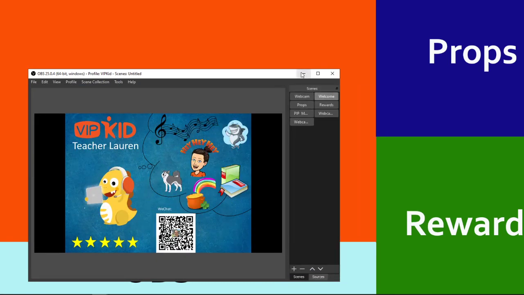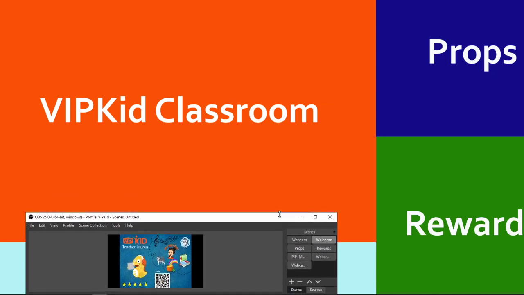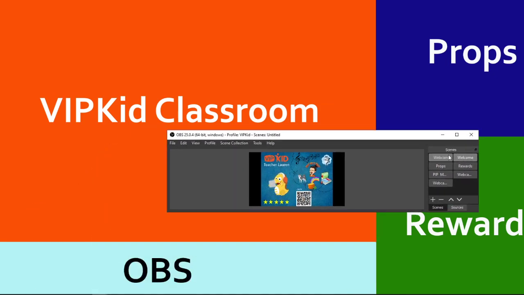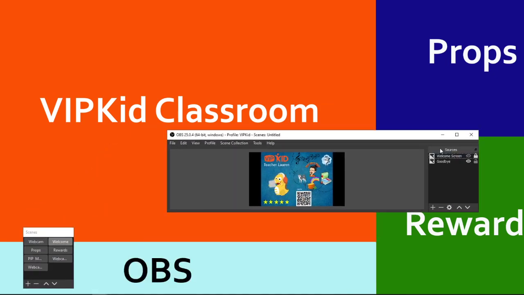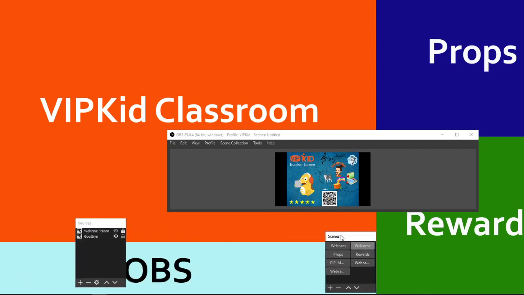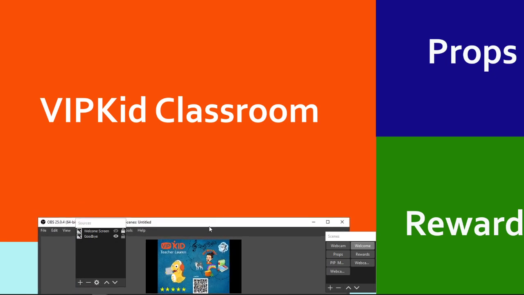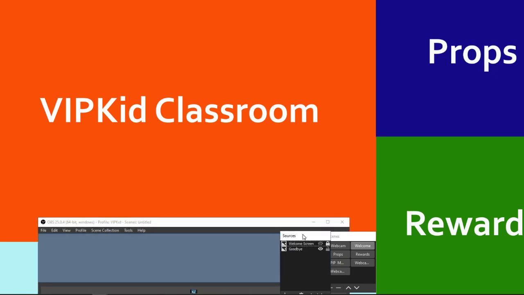So once I've gotten those set the way I want them to, now I can make this a lot smaller and make it fit on the bottom where I can see it even when I have my classroom up. My personal preference is to have the scenes and sources both pulled out. My scenes go right near my rewards so they're easy to see. And then I line my OBS up so that I can see it behind my VIPKid classroom.